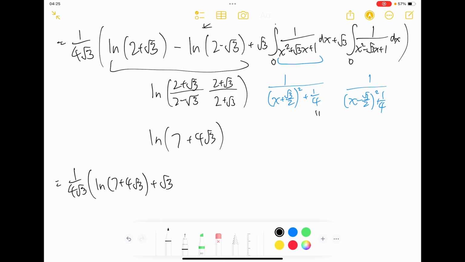This is our a squared, so our 1 over a is 1 over half, which is 2. So I've got 2 times the inverse tangent of x times 2, because x divided by a, but 1 over a is 2, so it's 2x. 2 times this bit, because again, if you do a u sub, dx equals du, so it doesn't change it. So it's just 2x plus root 3. There we go.